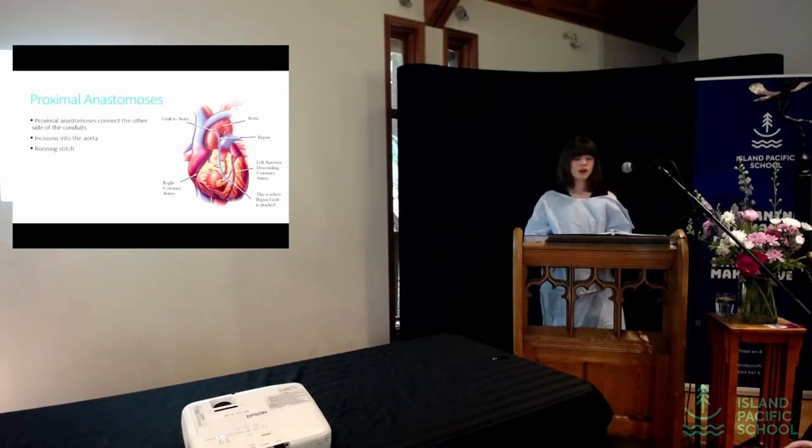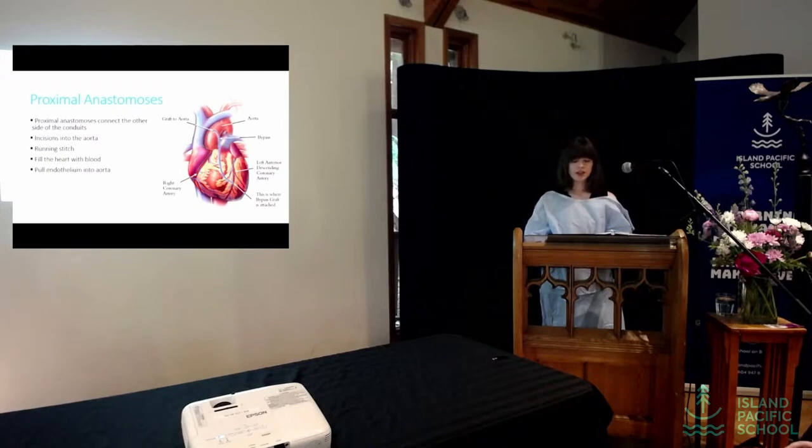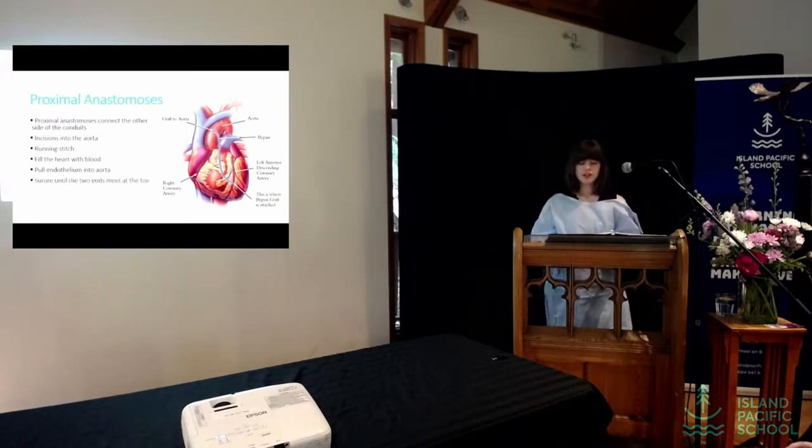Prior to completing the proximal anastomosis on the right coronary artery, we turn off the aortic vent and fill the heart with blood. We begin the anastomosis at the heel of the beveled or sloping edge of the freshly cut conduit. We place the sutures through the conduit first and then the aorta. We pull a thin membrane known as the endothelium found inside the conduit into the aorta. We continue to suture around the edge of the conduit along the aortic incision. The 2 ends reach one another at the toe.